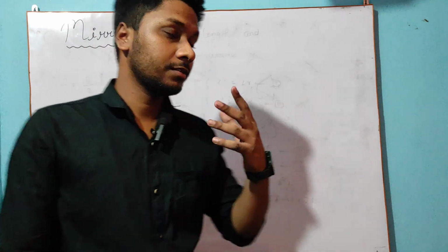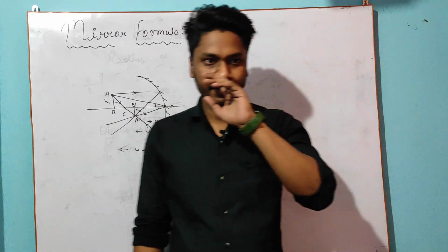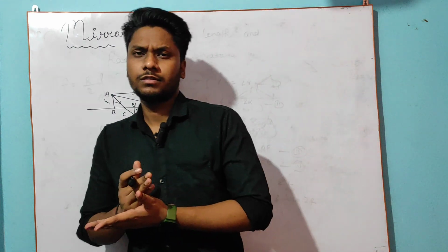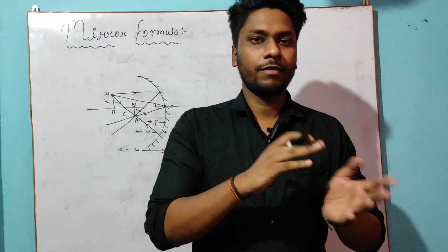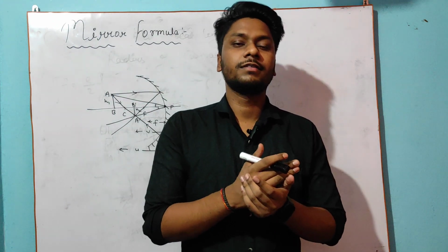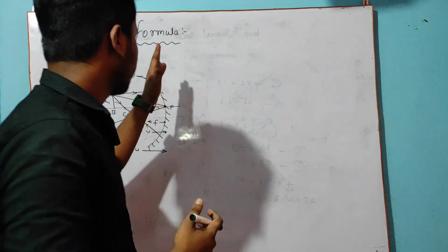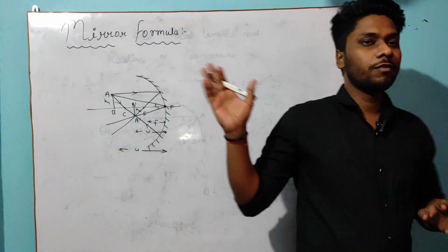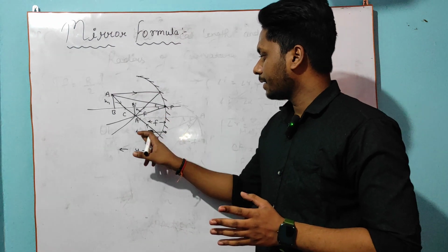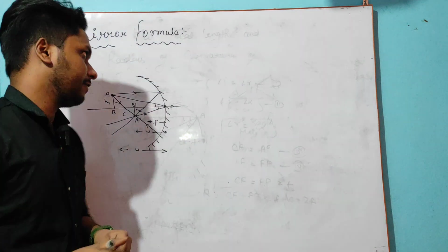So today we are going to discuss the mirror formula. As I already discussed in earlier classes, I discussed spherical mirrors, pole, concave and convex mirrors, image formation, the Cartesian coordinate system, image distance and object distance. So here we are going to discuss the mirror formula. This mirror formula tells us about the relation between the focal length, image distance and the object distance. Okay, so let's start the derivation of it.